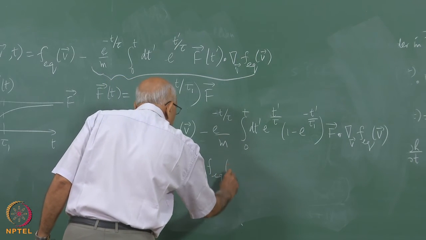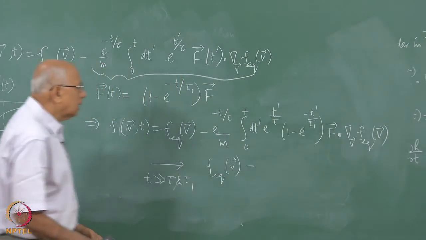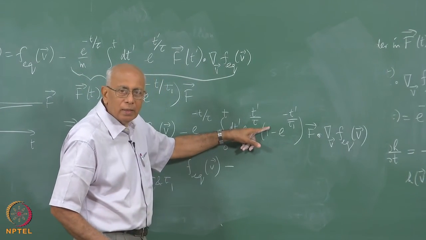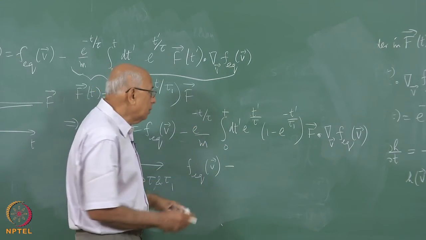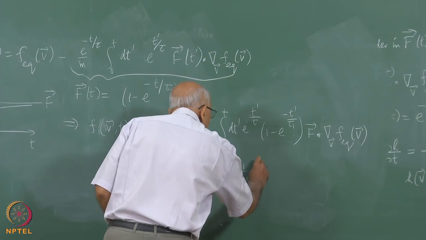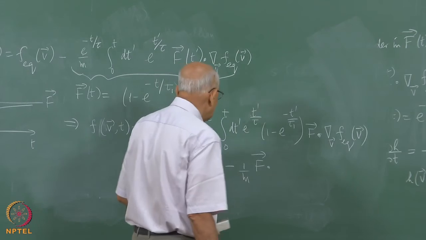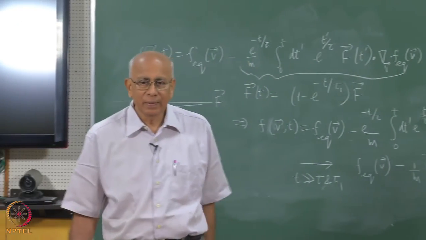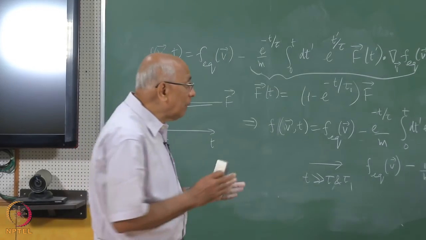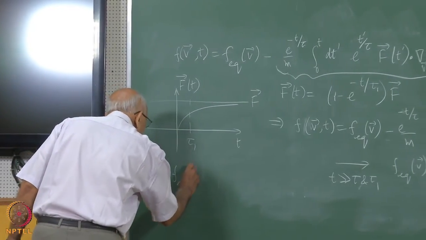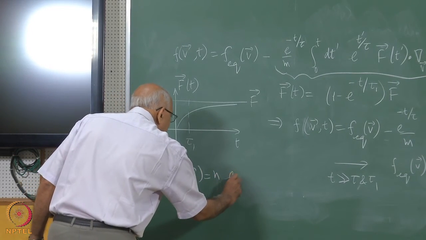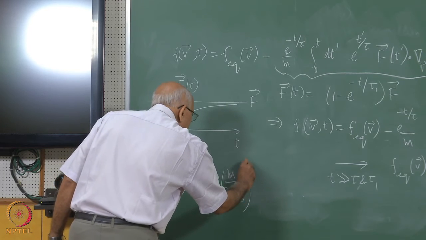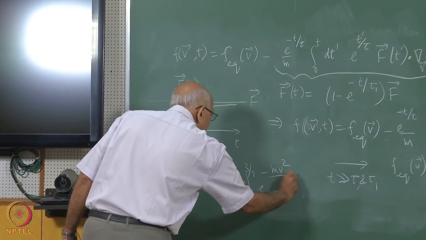is f equilibrium of v minus what remains. This is going to give you an e to the t over tau leading term, and it's going to kill this. So you're just going to get 1 over m F constant dot grad v of f equilibrium of v. What's that going to be? v times f equilibrium. Because remember that f equilibrium of v is equal to n times this m over 2 pi k T stuff, multiplied by e to the minus m v squared over 2 k Boltzmann T.